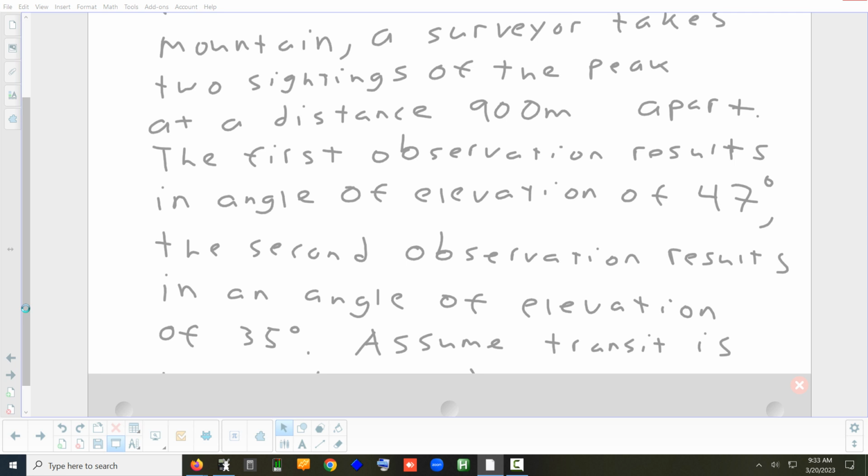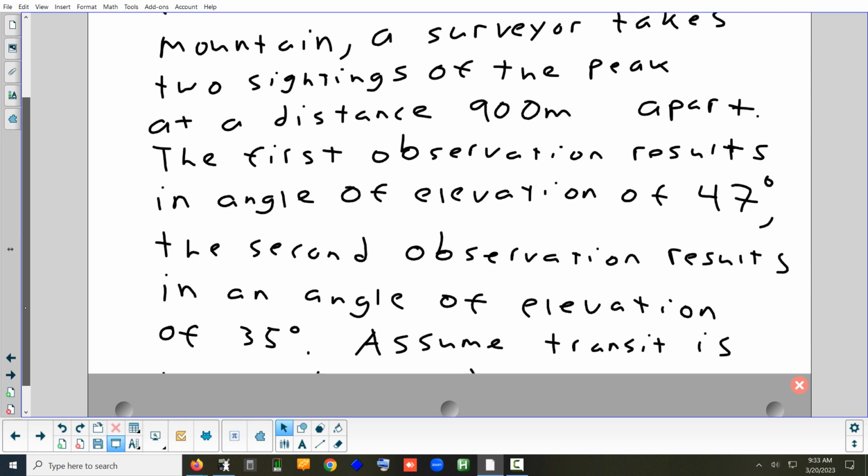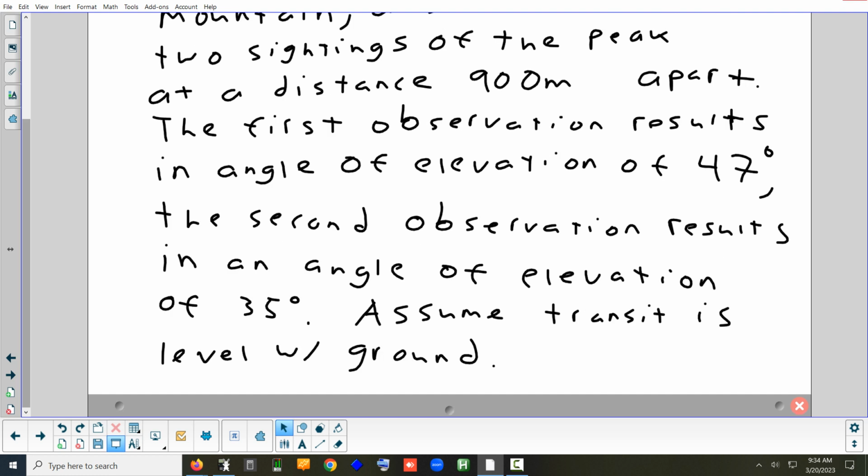Something we know about those two spots? They are 900 meters apart. Okay, so now we've got all the objects that we need in the problem. We've got the mountain, we've got the ground, we've got the laser pointing at the peak. Now we need to put in some labels. So we've got 900 meters.